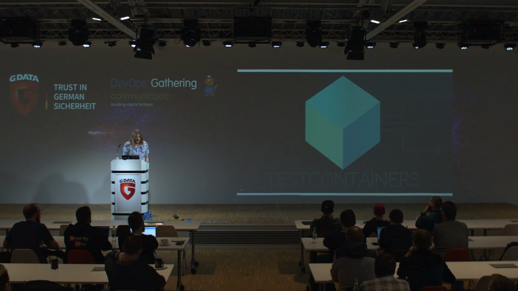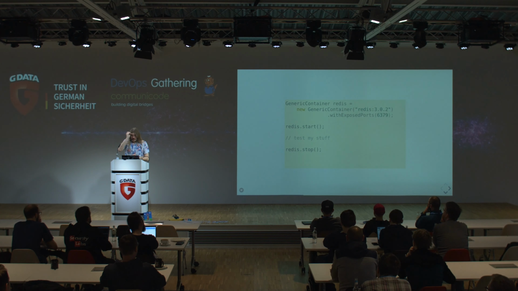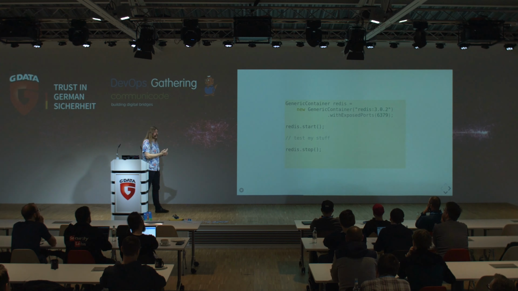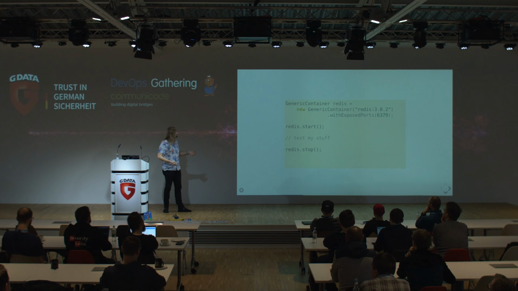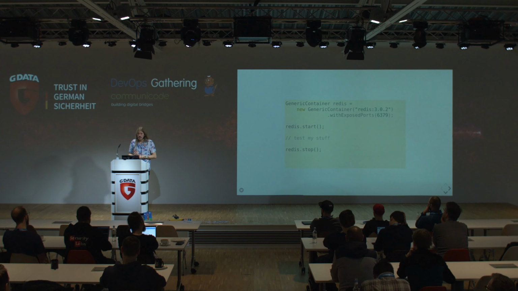All right, and so Testcontainers tries to solve a lot of these problems. And that's how it looks. A simple example from the Java code, the Java API. So yeah, kind of an object-oriented Java API. You can instantiate containers. You can just start and stop them, how you would expect an object-oriented API to work.